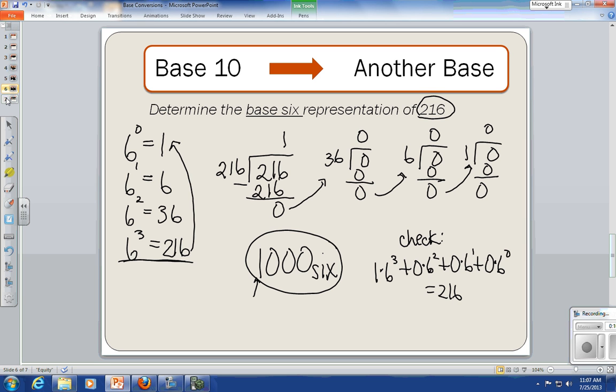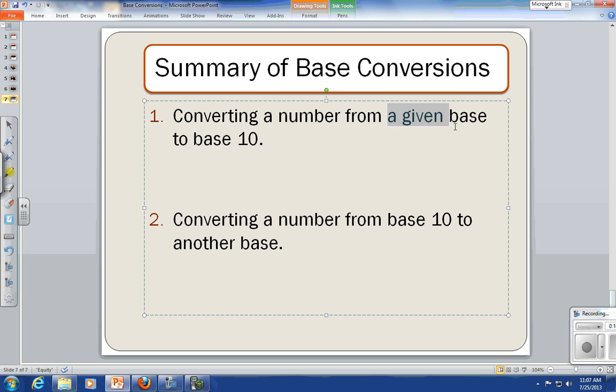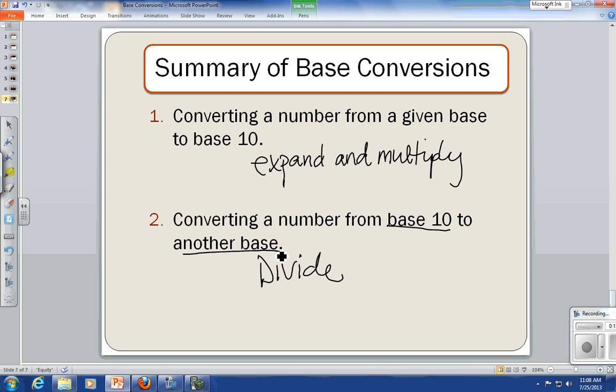Okay, so let's just summarize what we found quickly. Converting a number from a given base, so they give you a different base, to base 10. How are you going to do it? You're going to expand and multiply. Expand it out, multiply it by the positional values, and then be sure that you're adding in the middle. If you're going from a number in base 10 to another base, then that's when you're going to divide. So if you can keep those two things in mind, you should be able to keep it straight as far as what you're doing.